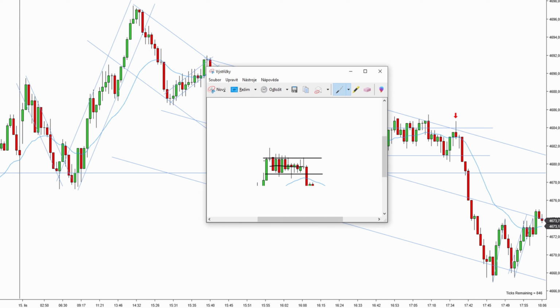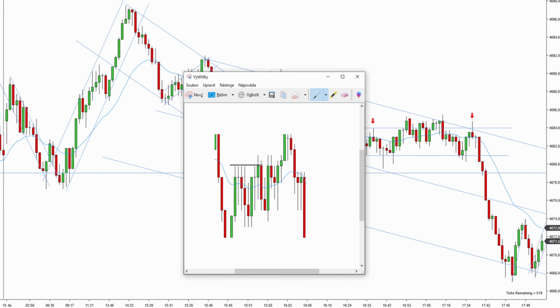The best way to trade this congestion is to not trade it and wait for price to break out in either direction, and fade the breakout, trade a breakout in the opposite direction. So when there is no room between the bars and they're stacked next to each other, this is a strong congestion. Here's another example of a congestion.